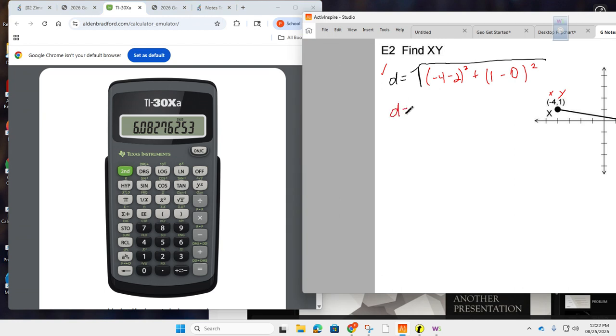So the distance of segment, the length of segment XY is 6 points. Is it 08 or 09? Right. So we're looking at this. This is the hundredths place. That number is less than 5, so we keep it at an 8 and drop everything else off. Any questions on how to find the distance of a segment on a coordinate plane? Charlie, you good?